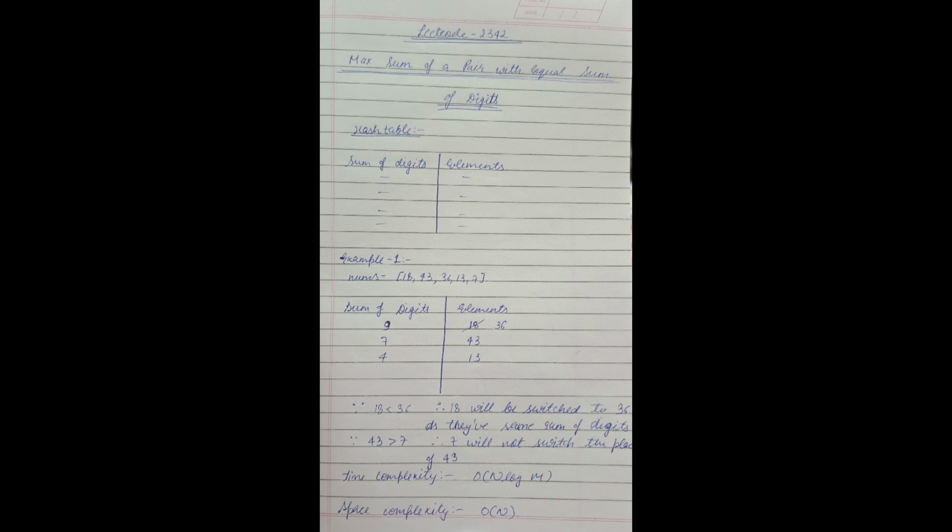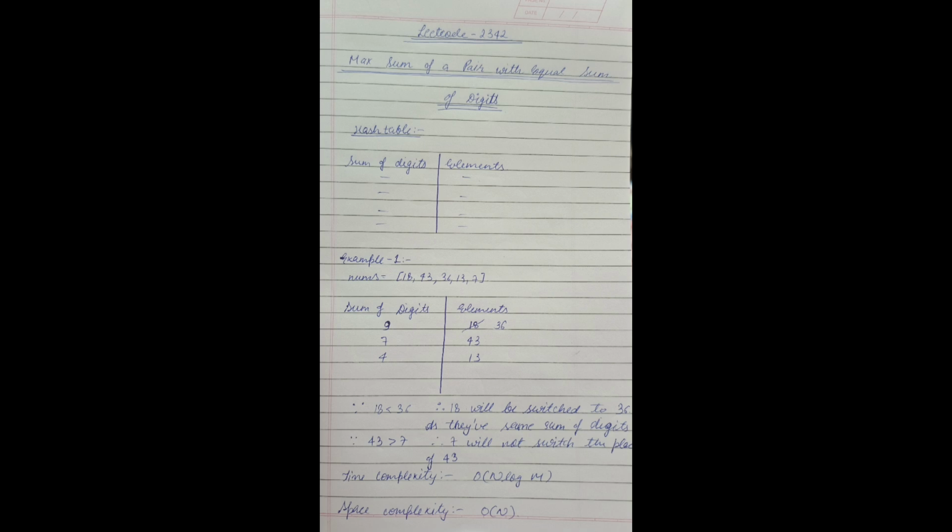Then we will have the element 36, which also has the sum of digits as 9. So we will compare the earlier value for the sum of digits 9 with the present element. We will compare 18 and 36. Since 18 is less than 36, 18 will be switched to 36 as they have the same sum of digits. Okay, so now the value is 36 for sum of digits 9.